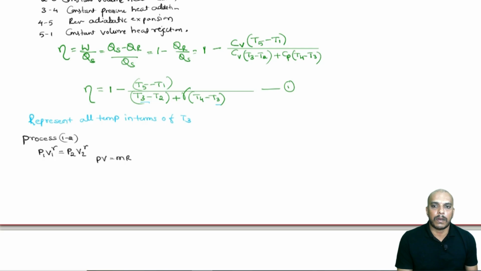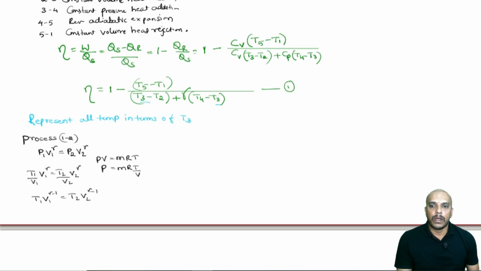So, PV is equal to MRT, I will use. In place of pressure, I can use MRT by V. Alright. In place of pressure, MR gets cancelled out. So, (T1 by V1) V1 power gamma is equal to (T2 by V2) V2 power gamma. Okay. So, that will be T1 V1 power gamma minus 1 is equal to T2 V2 power gamma minus 1.